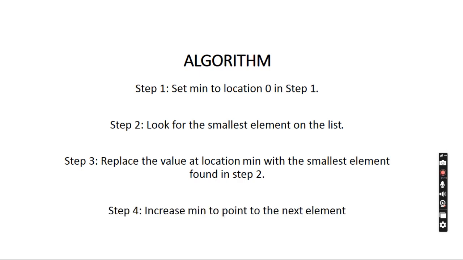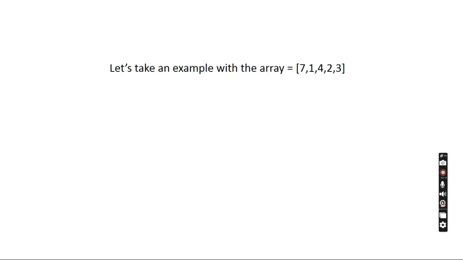Next, step 4, we'll increase min to point to the next element, so that we iterate through the list. Initially it was index 0, then we'll point it to index 1, then to index 2, and this continues till the end of the array. And lastly, step 5, we'll continue until the list is sorted. Till we find the sorted list, we'll continue all the steps.